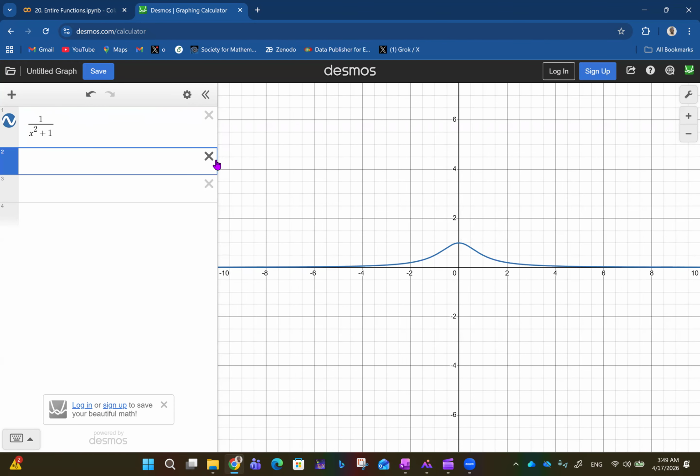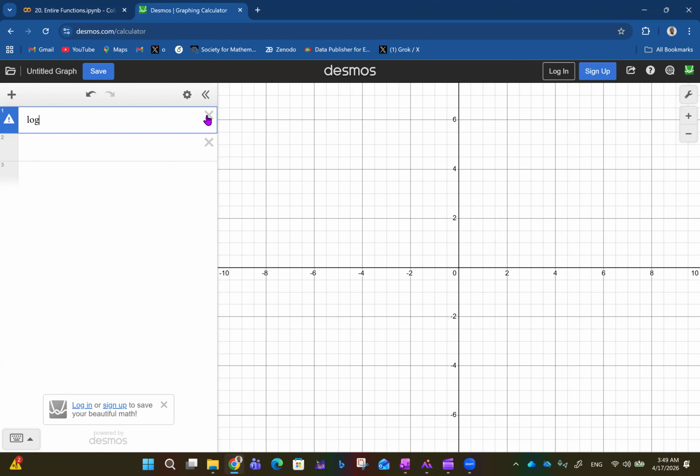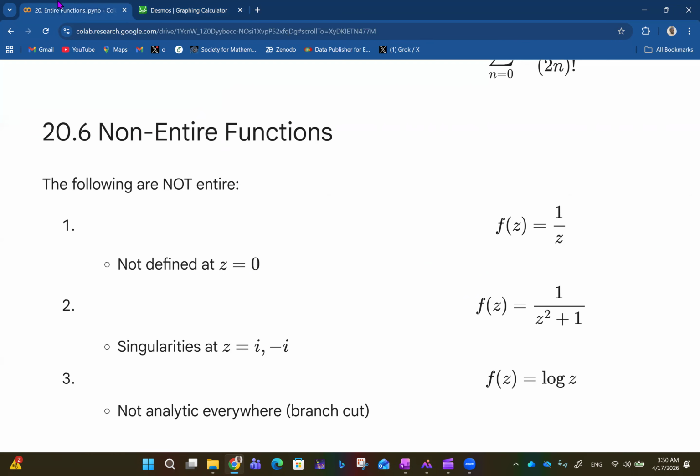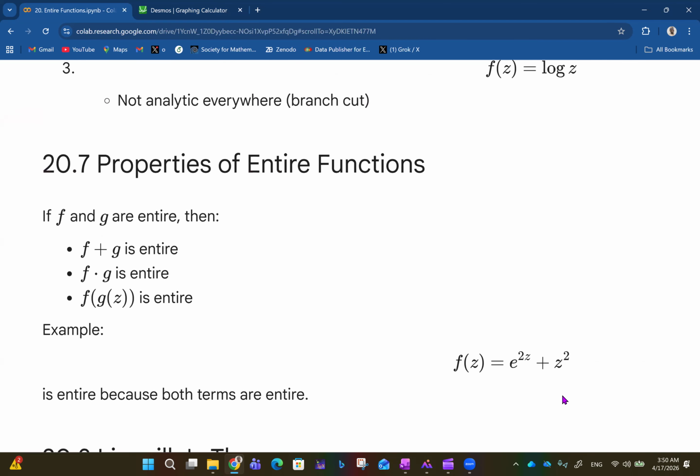Then we have log z, of course. Let's try log x and see, though it may not really capture the picture. Okay, we have log x there. It's not defined for negative values. You can't find it for negative values like that. So it's not analytic everywhere because there's a branch cut there. Negative values are not allowed.